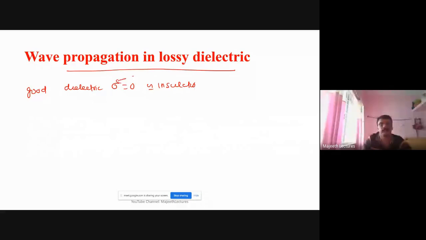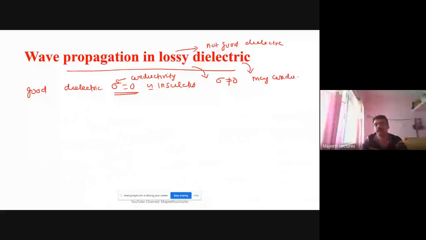Sigma is conductivity. Dielectrics won't conduct, so conductivity is 0. A lossy dielectric means that conductivity is not 0. Lossy means not a good conductor and not a good dielectric. That means it may conduct in small amount. Fine? Okay, so let us see this.